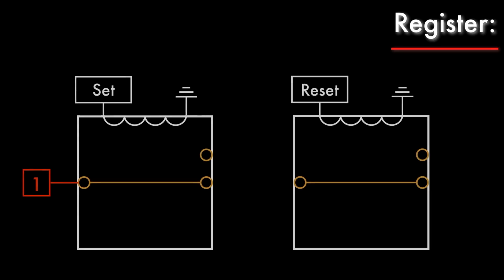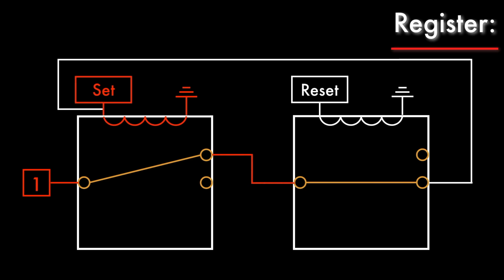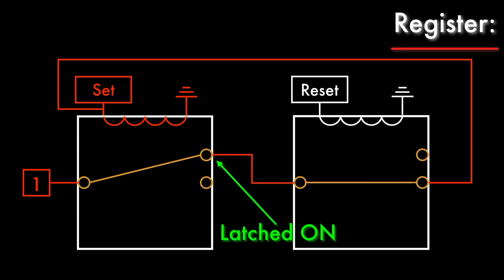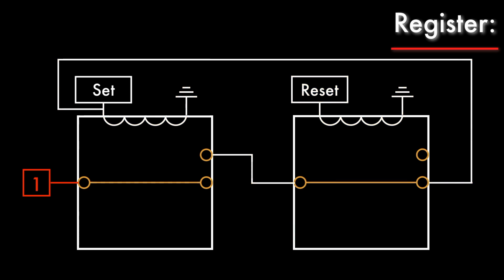But to store data, we need to be able to turn a latch on and off. To do that, we can add a second relay. We'll call the latch relay's input set, and the other relay's input reset. We'll make the same feedback loop as before, except this time, the loop passes through the reset relay's normally closed terminal. When the set signal goes high, the feedback loop is activated and the relay latches on as before. When the reset signal goes high, the feedback loop is broken and the latch turns off.